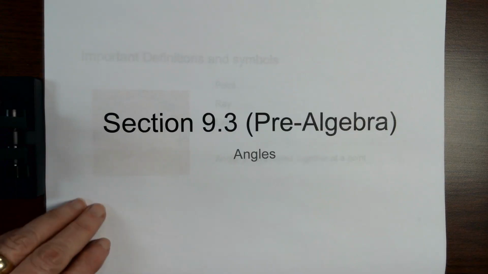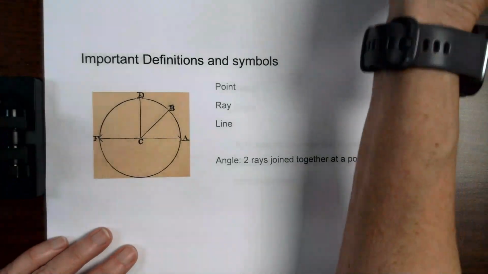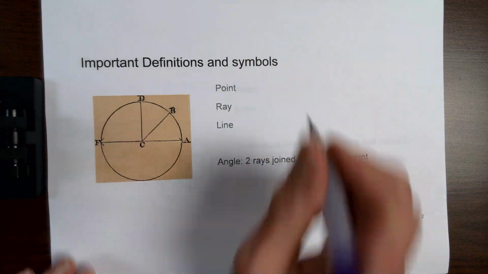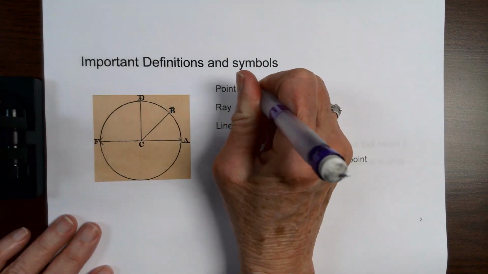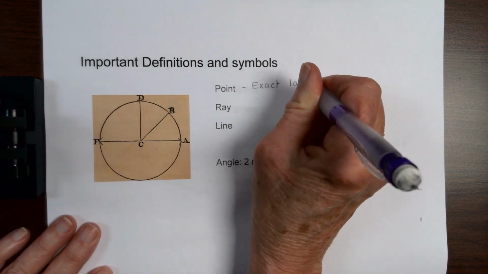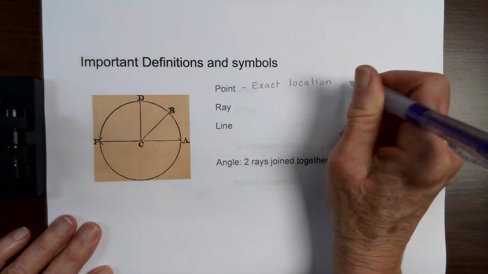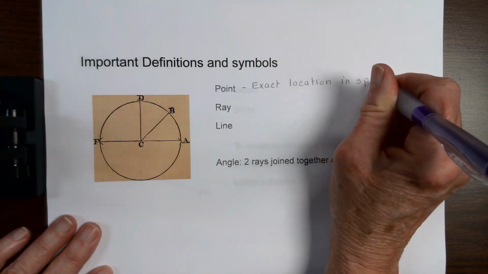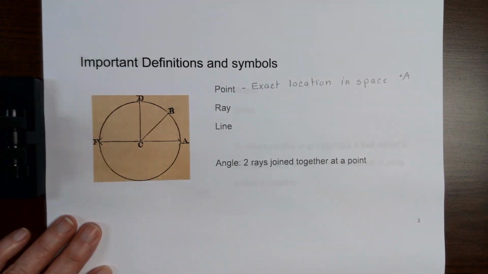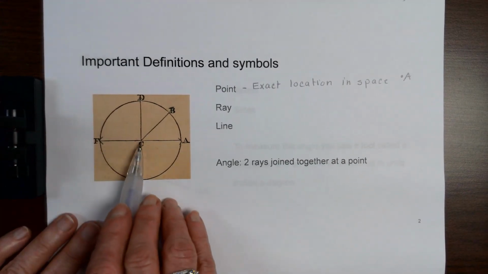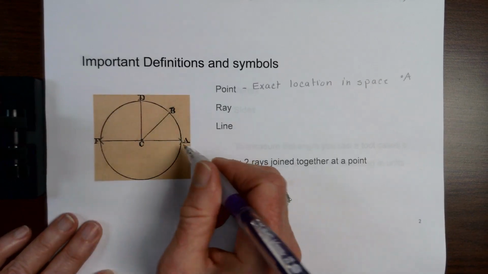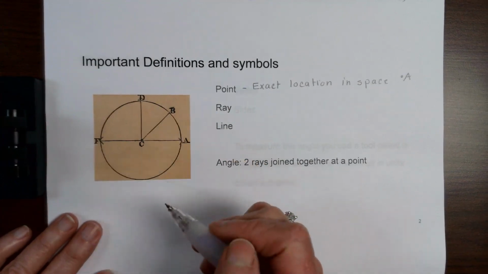Section 9.3 has to do with angles. Some important definitions and symbols that we have. If we have an exact location in space, you have a point. So basically I could say that's point A. So often I have points that I would find on a geometric figure, like that would be point C. The end of that one would be point A, and that would be point B.